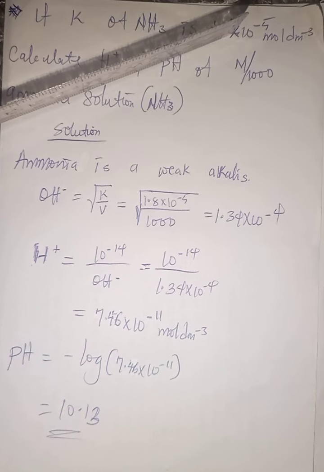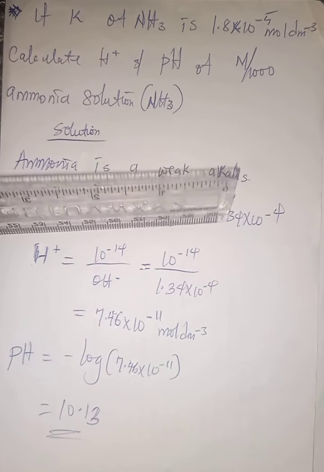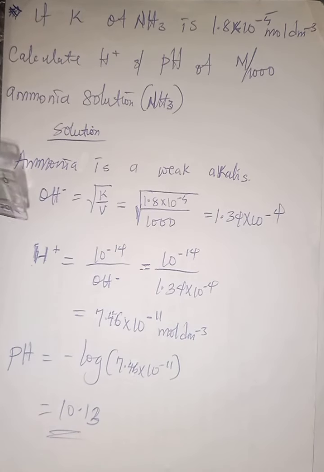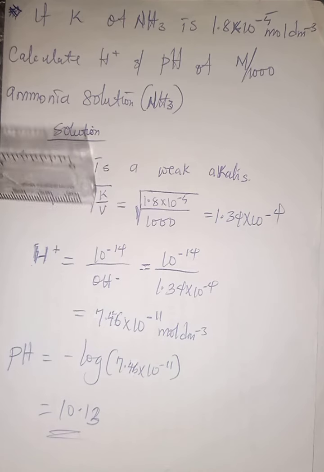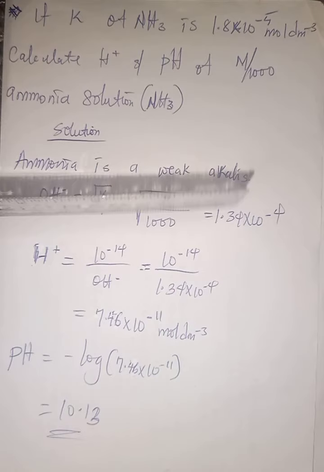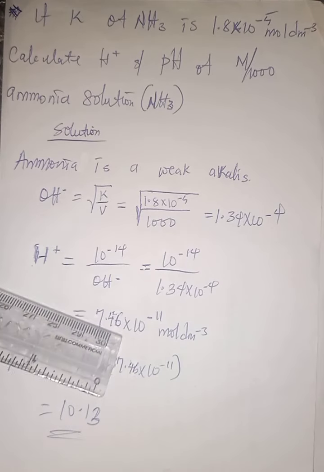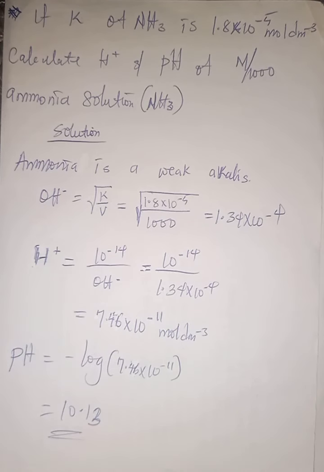Then substitute the dissociation constant into this formula for OH minus, and you are going to have this. Then from the dissociation of water, you know that H plus times OH minus is going to give us 10 to the power minus 14. So H plus will now be 10 to the power minus 14 divided by OH minus. You just substitute into this, and our H plus is this. The pH will now be minus log of H plus, which is this. That will be the pH of the solution.